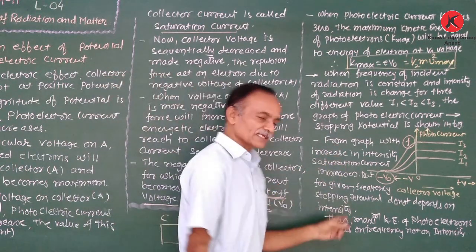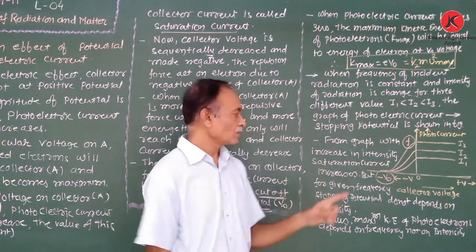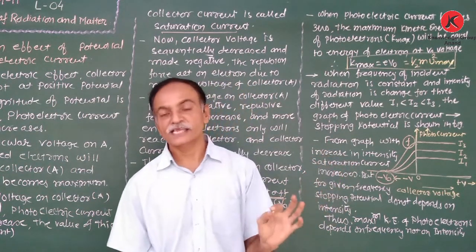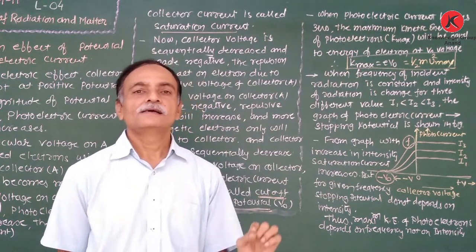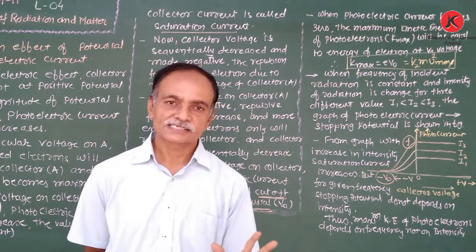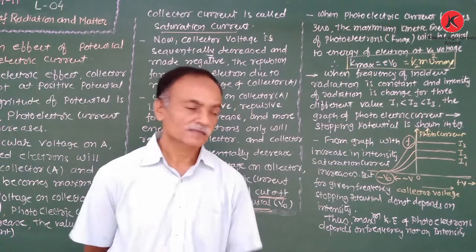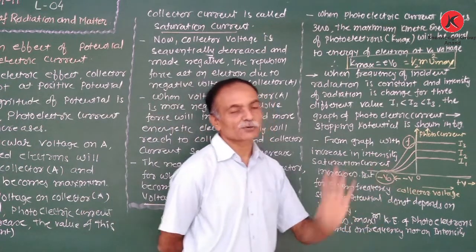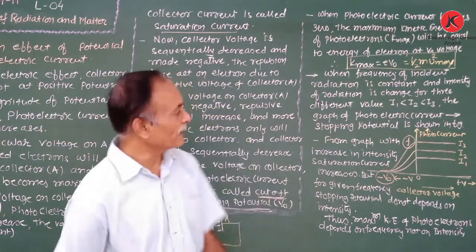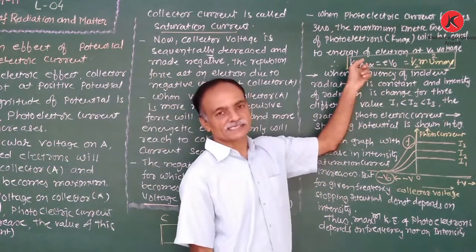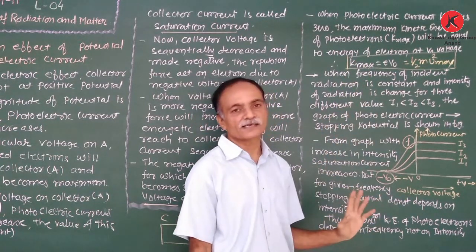So keep in mind this sentence also. Because the increase in intensity, what's happened? The saturation current increases. That means the number of the photoelectrons emitted by the emitter increases. That means the photoelectric current increases with increase in intensity. But the stopping potential is not increased. That means the stopping potential gives the measure of kinetic energy. Kinetic energy is what depends on intensity of incident light.